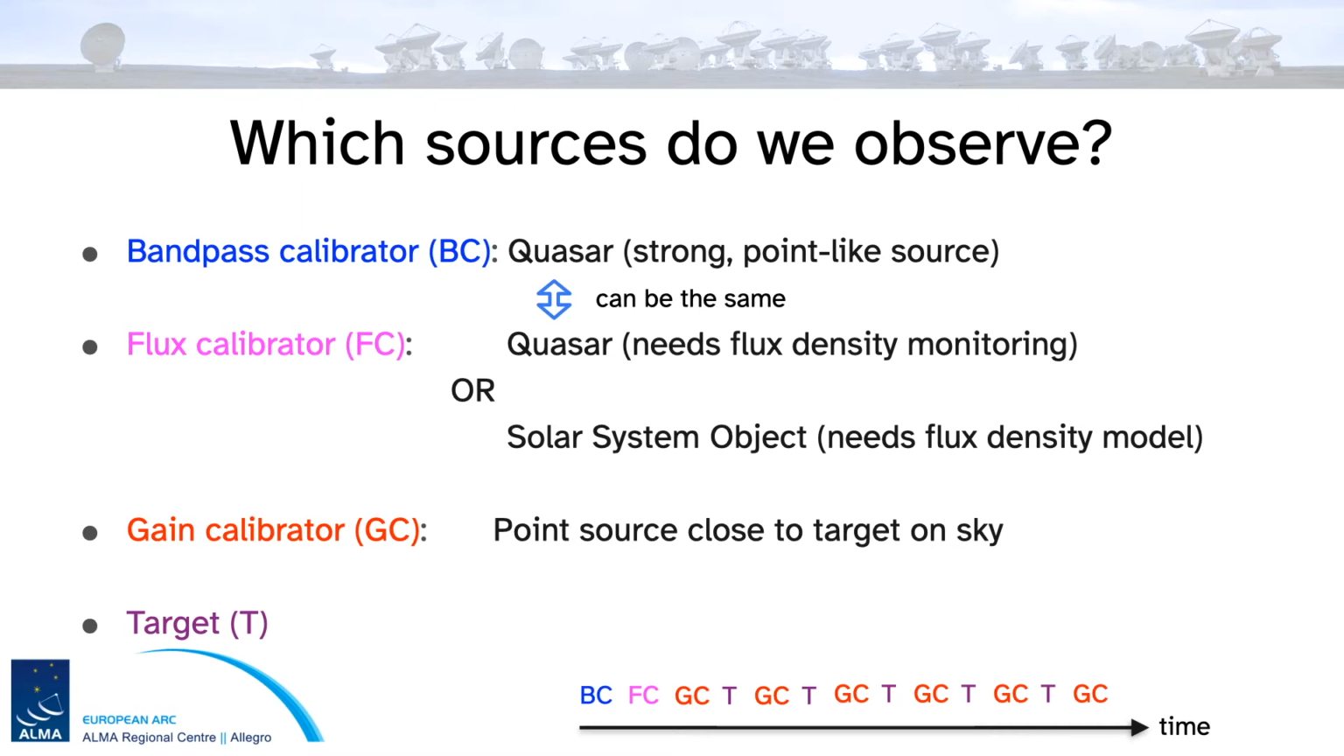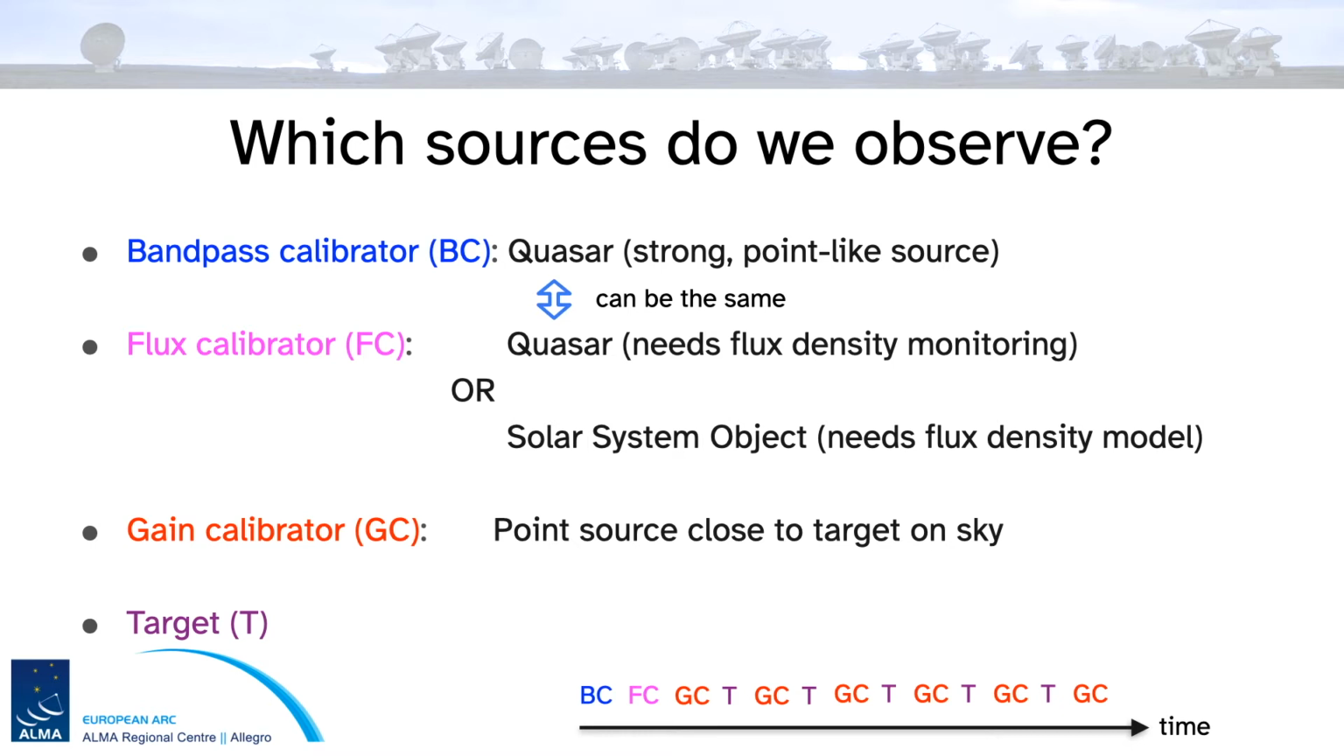The bandpass calibrator has to be a strong point-like source, normally a quasar, to correct for the bandpass shapes and the instrumental delay. The flux density of the flux calibrator has to be well known to be able to determine the absolute flux density level of all the other observed sources in the project. This calibrator either is a quasar whose flux density is being monitored, or a solar system object for which a well-determined flux density model needs to exist. These two calibrators can be anywhere in the sky and do not need to be close to the target. They are usually observed only once per project for some minutes.